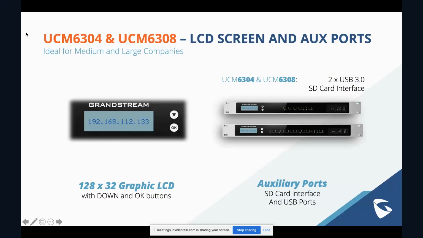As these are rack mountable devices, obviously you don't have the amount of space that you have by putting it on the top like we do with the other 2. So it's a little bit smaller of a screen, but you have the ability to cycle through and access all the same information right there on the LCD. And just like the other 2 devices, you have USB and SD card slots on both of these, 2 USB 3.0 ports, and 1 SD card interface on both.